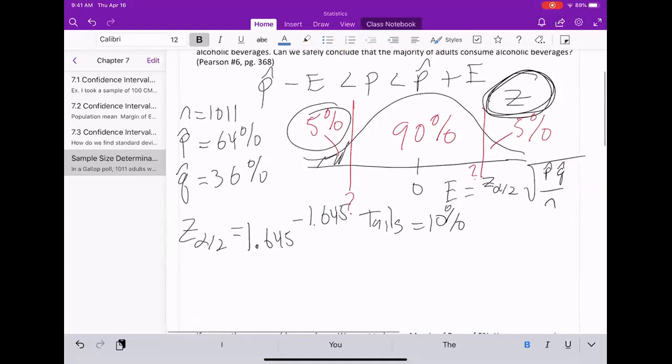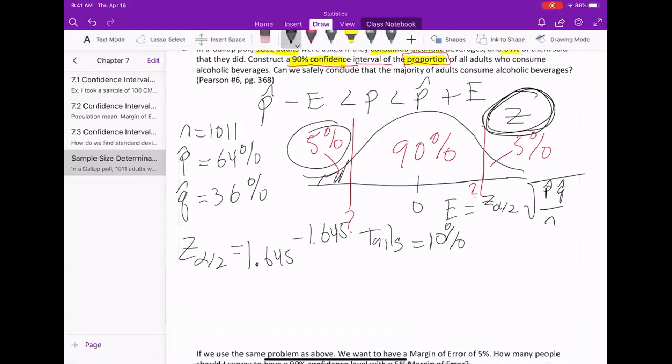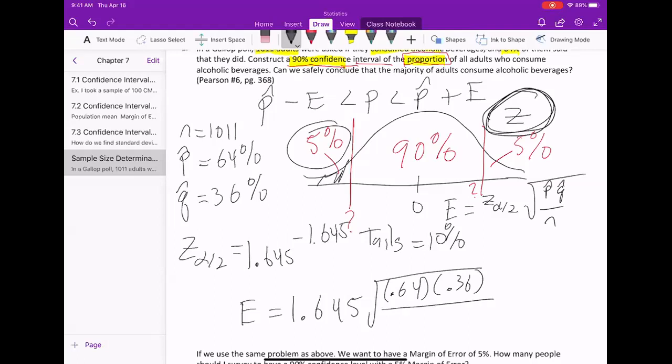So now we can start putting things into our formula. So first we'll solve for E. So E equals 1.645 times the square root of 0.64 times 0.36 all over 1,011.